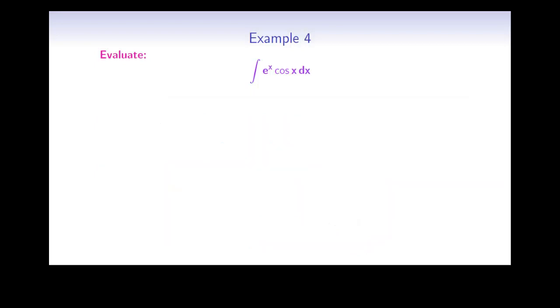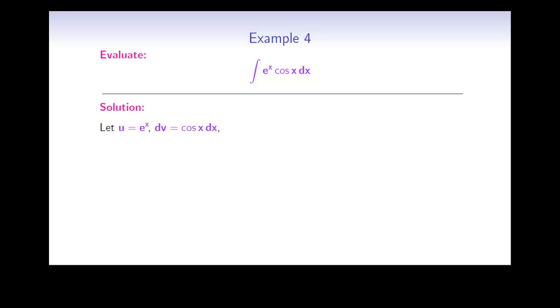Here we have the integral of e to the power of x times cos x dx. In other words, an exponential function multiplied by a trigonometric function. In this case, both of the functions are easy to integrate and easy to differentiate, so it doesn't matter how we choose our u and our dv.